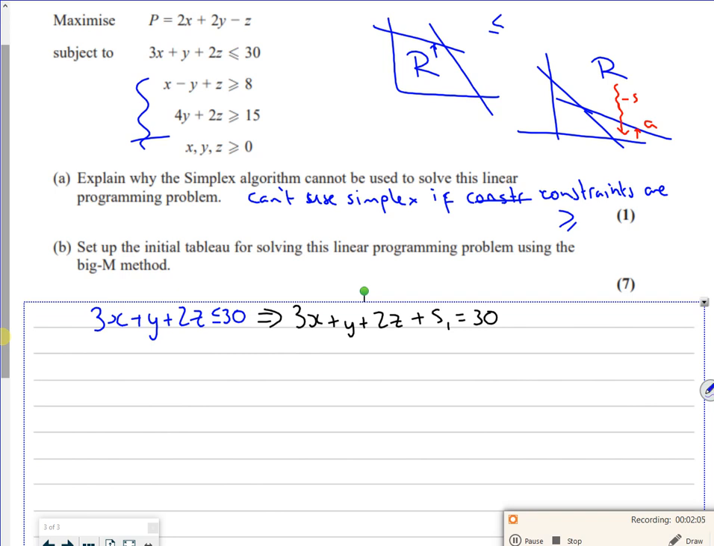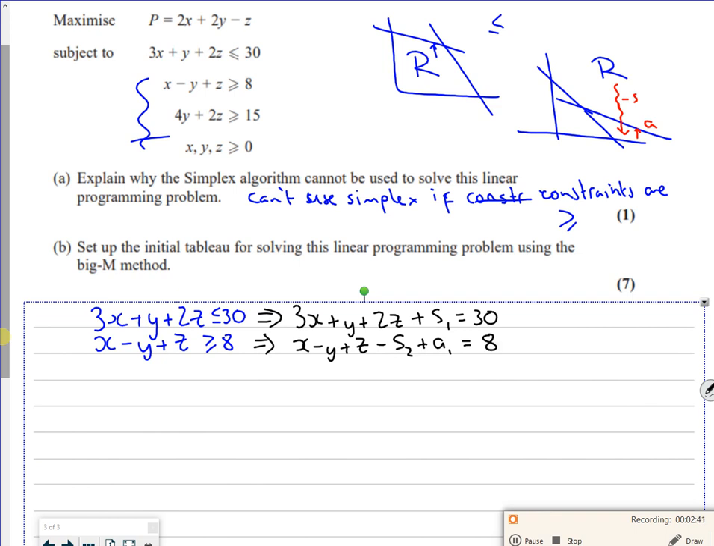So I've got x minus y plus z is greater than or equal to 8. So that transforms into x minus y plus z, and I'm going to take away an s2, so that drags it down. But then I'm going to add on the artificial variable, which now bounces it back up to the line. And what you really want is your artificial values to be zero when you're doing two stage, so they're not even there.